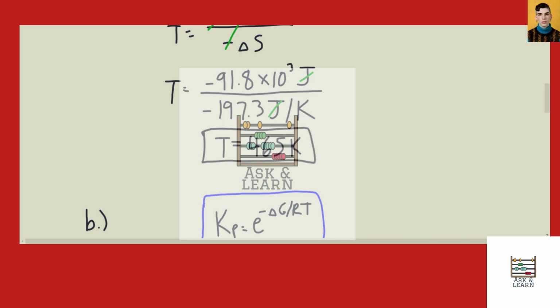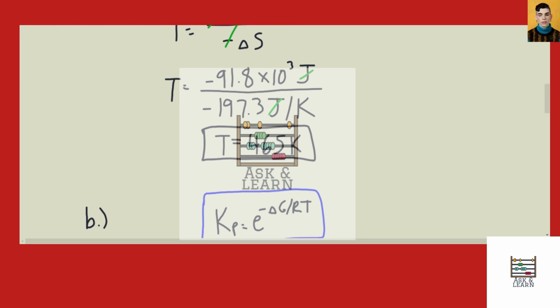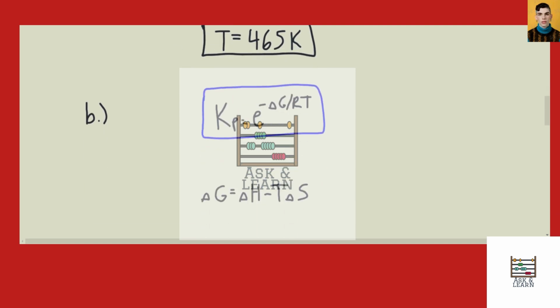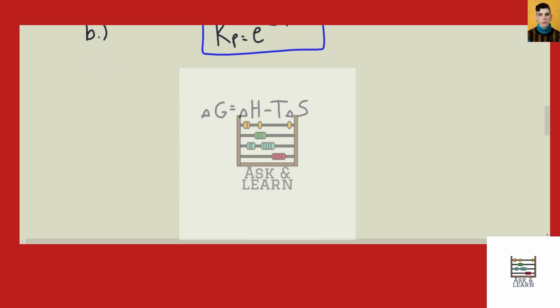In part B, we want to determine the value of Kp when this reaction takes place at a temperature of 400 degrees Celsius. This is the equation that we use to find K at a given temperature, but we need to first find the delta G at this temperature using that same equation, delta G equals delta H minus T delta S. Since again, we were told in the problem that delta H and delta S are constant and therefore do not change with temperature.